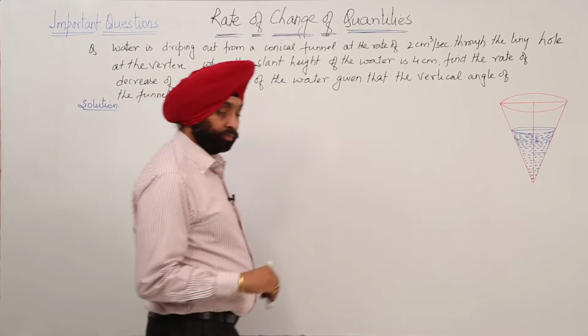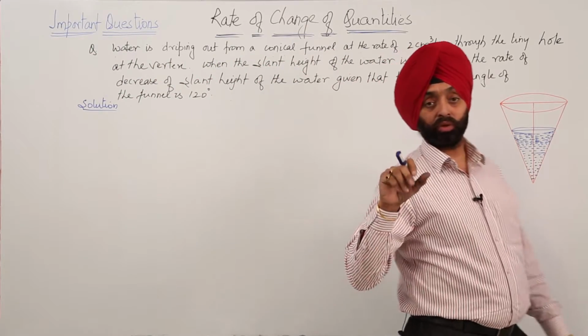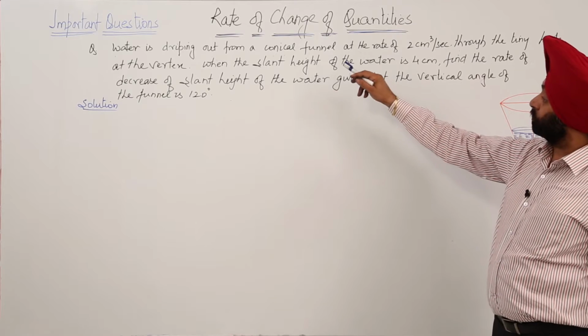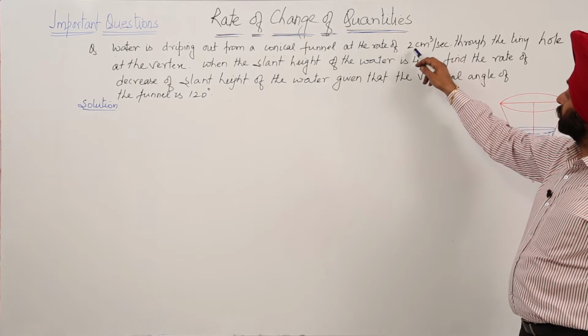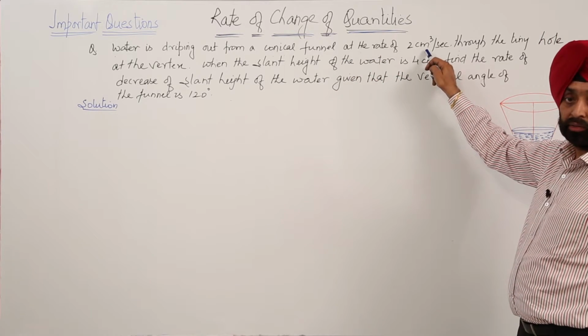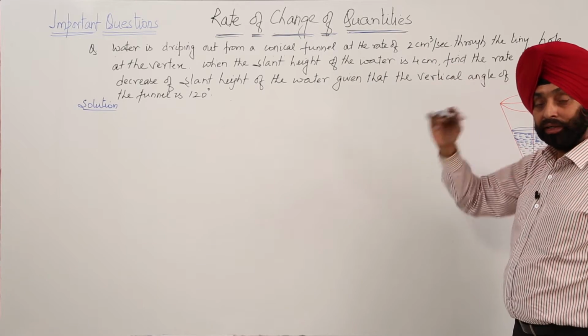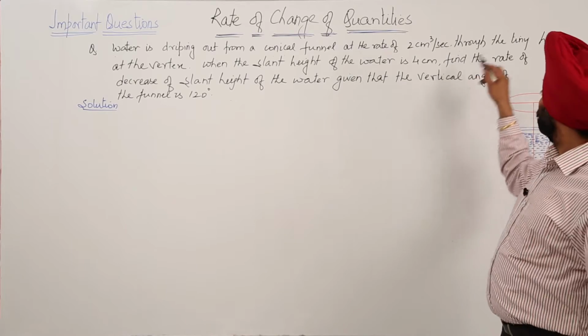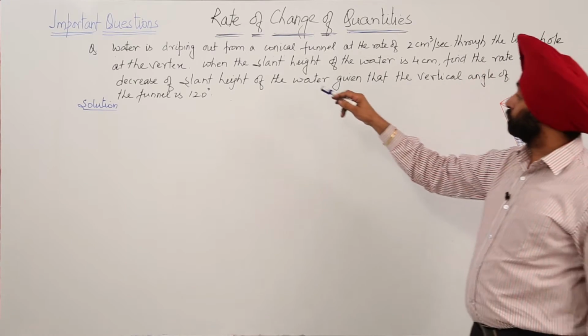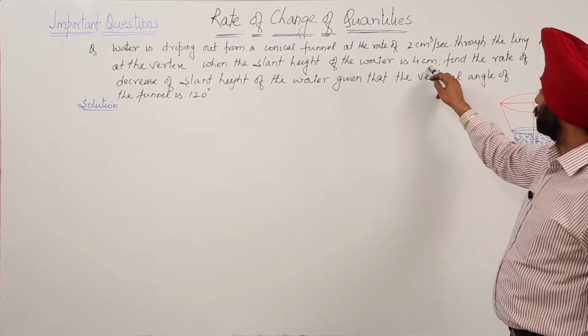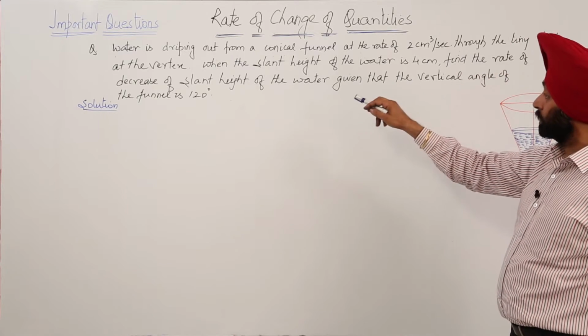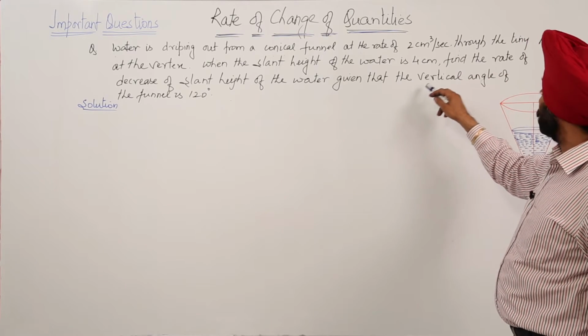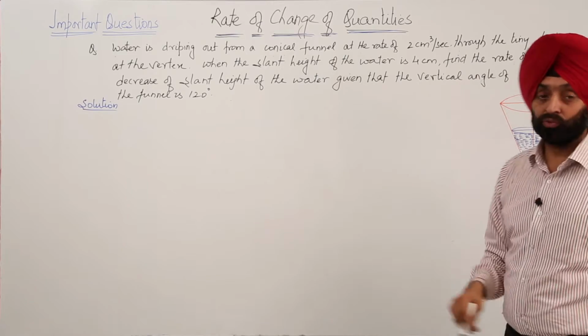Now in this question, first of all, just guess what is given. It is given that water is dripping out from a conical funnel at the rate of 2 centimeter cube per second. First of all, dV by dt is given. Then what we have to find? At the tiny hole at the vertex, when the slant height of the water is 4 centimeter, find the rate of the decrease of slant height of the water given that the vertical angle of the funnel is 120 degree.